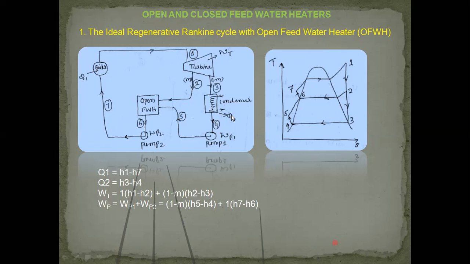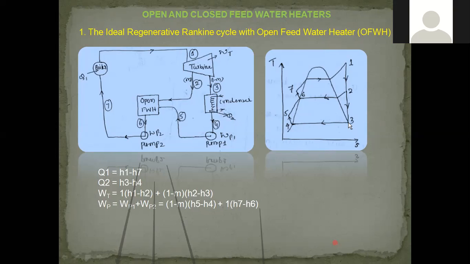The amount of heat rejected in the condenser is Q2, from 3 to 4. This saturated steam is converted into saturated liquid at 4, which is sent through the pump, and in the pump pressure is imparted from 4 to 5. That then enters into this chamber, which is called the open feed water heater. That means the water that comes out of the pump enters this open feed water heater.